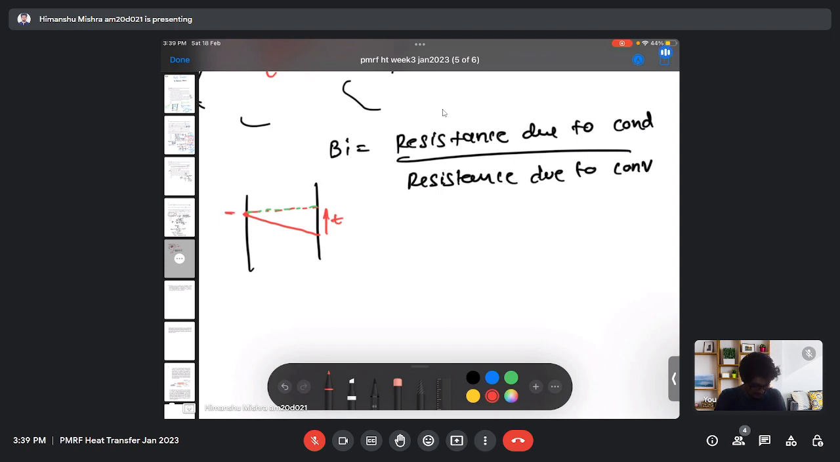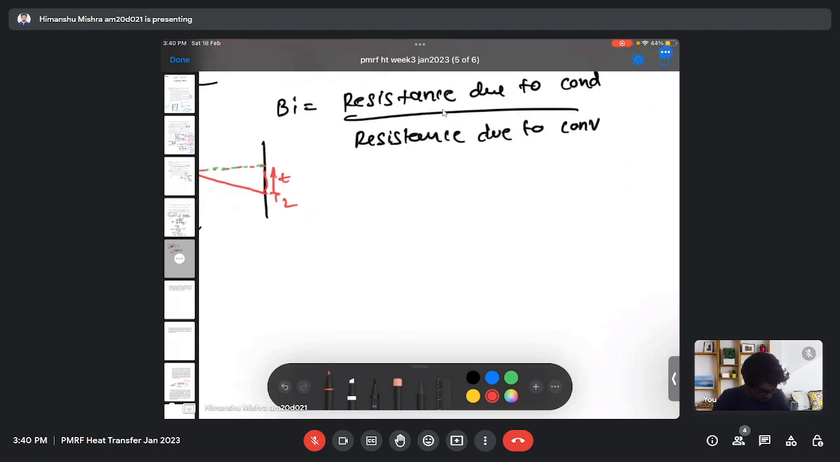So this is my initial T1 and T2. If there is more resistance, which means there is less thermal conductivity, it will take more time to attain uniform temperature. But if the resistance is very, very less, which means the thermal conductivity is very large, the system will attain the uniform temperature very quickly.